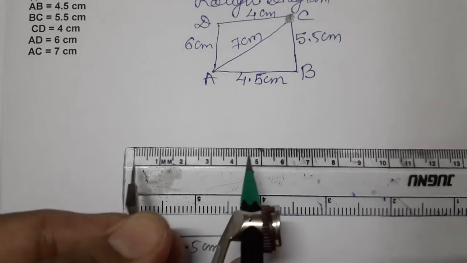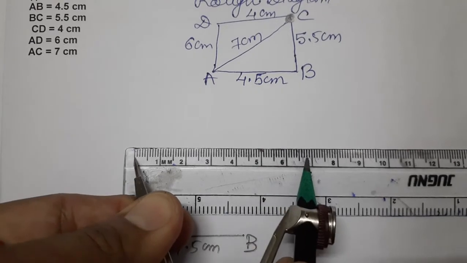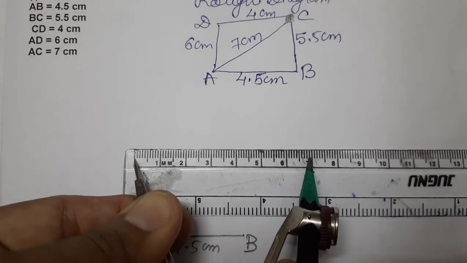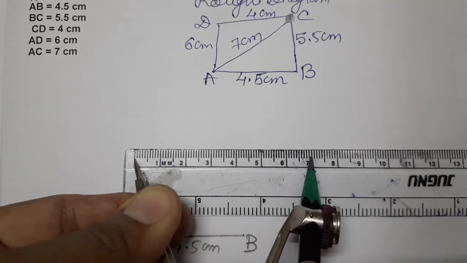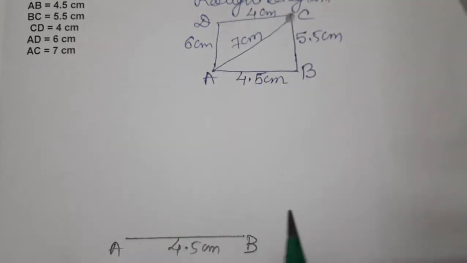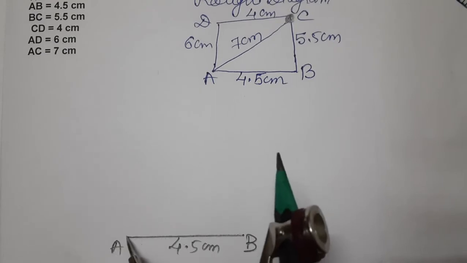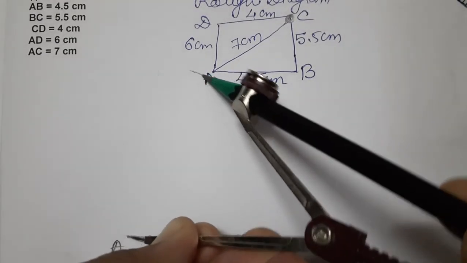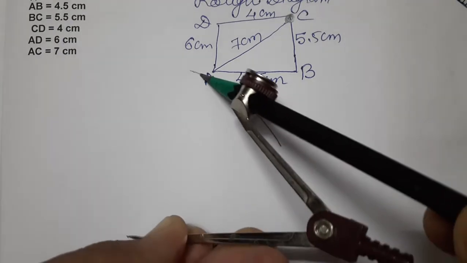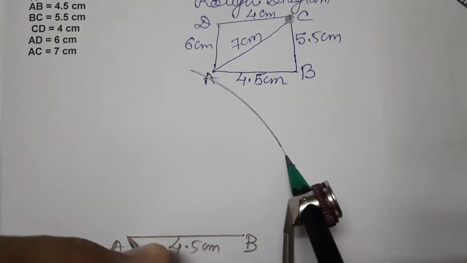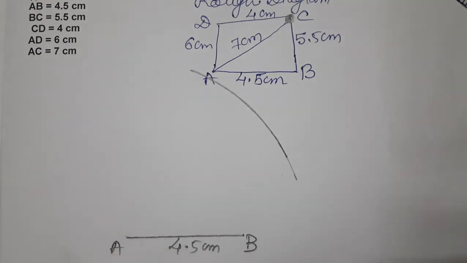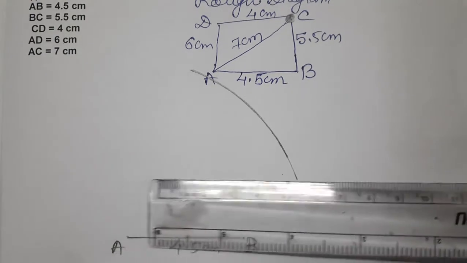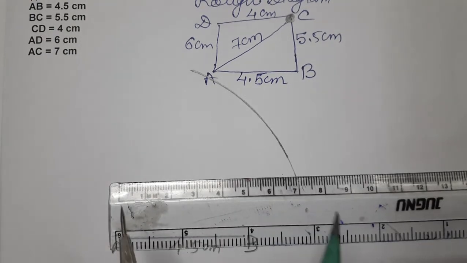So take 7 centimeter arc radius. See, this is 7 centimeter I have taken. Now from A, make an arc of radius 7 centimeter. This is the arc of radius 7 centimeter. Now we have drawn A to C by 7 centimeter, but we have not got the point yet. We will get the point after intersecting with the arc of radius BC 5.5 centimeter.